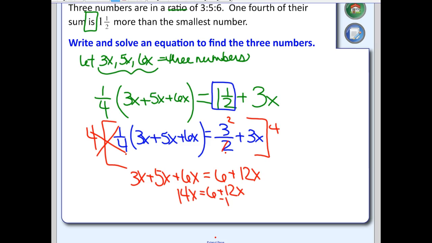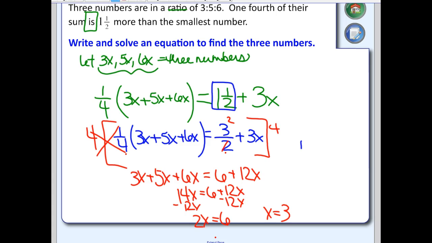So I'm going to subtract this 12x over here. And so now I have 2x equals 6. Hey guys, what does x equal? x equals 3. Okay, so same idea, just being good detectives like we've learned. Okay, now what do I need to remember to do next? Yeah, I need to remember to check it.